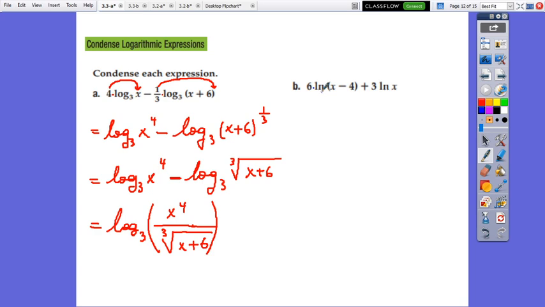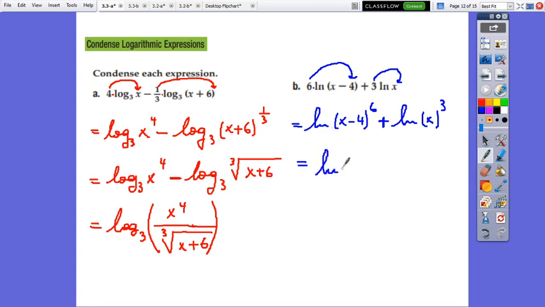So the factor in front of the log came from the exponent. It will be equals ln x minus 4 to exponent 6 plus ln x to exponent 3. Plus between the logs came from the product, so ln x minus 4 to 6 times x cubed, or we can write ln x cubed times x minus 4 to 6.